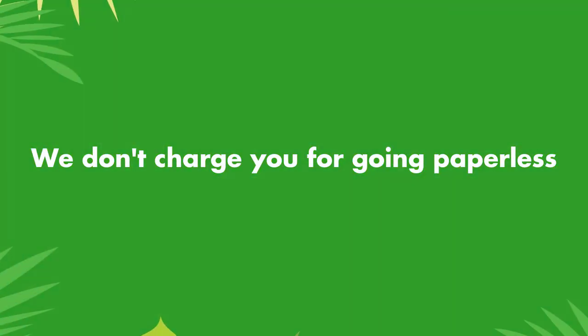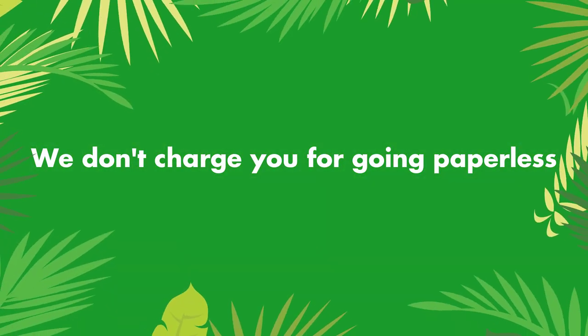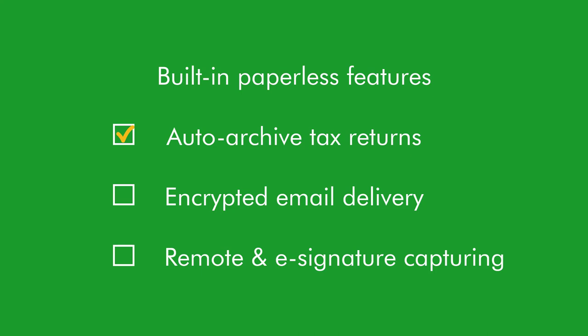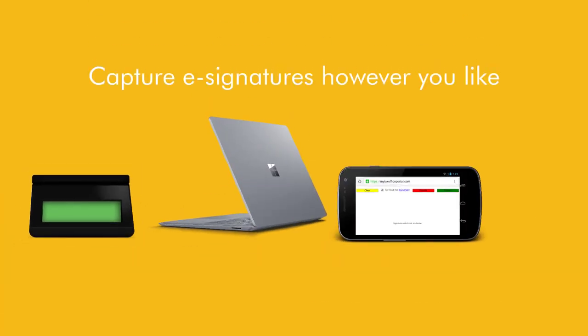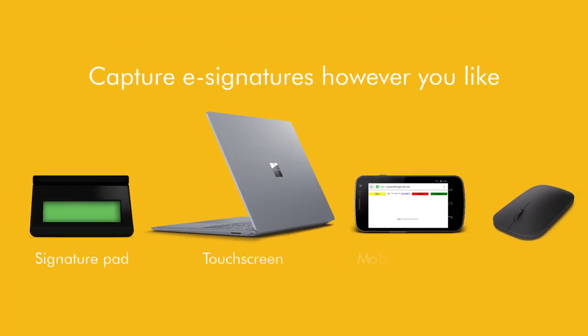CrossLink doesn't charge you a premium for being green. That's why we include features like auto-archiving of tax returns, encrypted PDF email delivery, and built-in e-signature capabilities. Start capturing electronic signatures from day one using a signature pad, touchscreen, mobile phone, or even your computer's mouse.